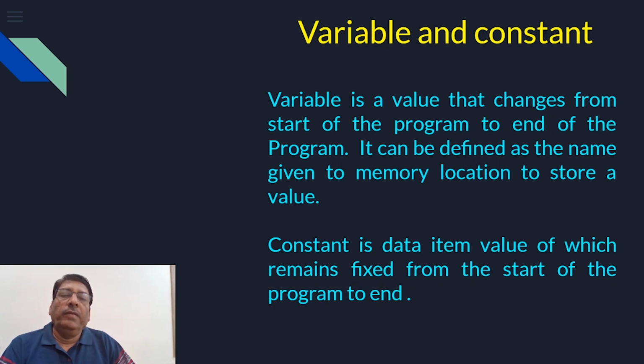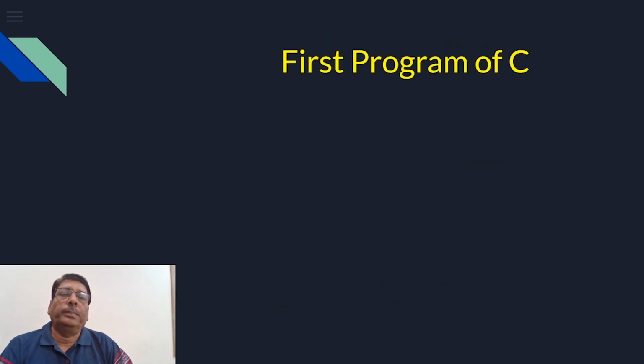So for us, when I say the value changes, it is from the start of the program to the end of the program. When I say the value is constant, it is from the start of the program to the end of the program. I'll give you more examples on variables, how to write this and so on.